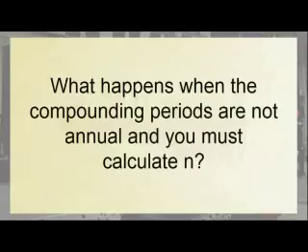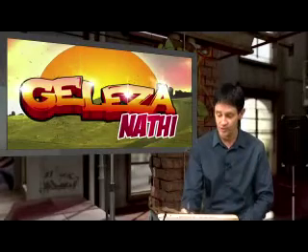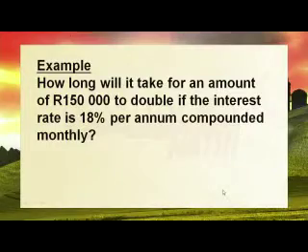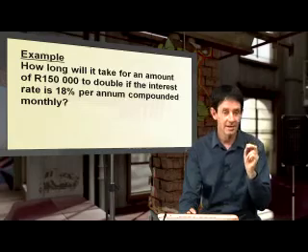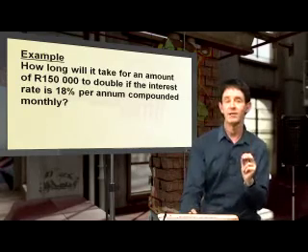When the compounding period is not annual, that would be monthly, half-yearly, quarterly. Let's have a look at this one. So take notes. They could ask this. How long will it take for an amount of 150,000 Rand to double? That's easy. If the interest rate is 18% per annum, compounded monthly, what do you do to the i? You divide by 12. And what do you do to the n? Multiply by 12. Now listen, these guys from this school really have got it taped.